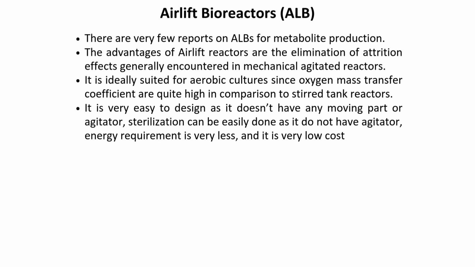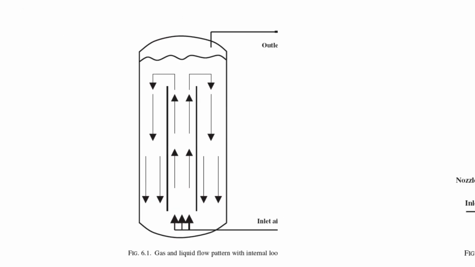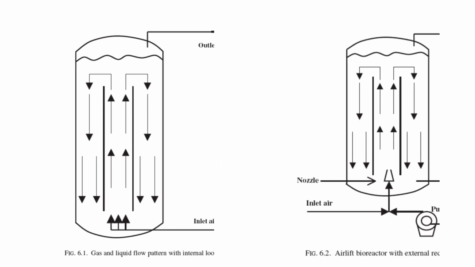There are very few reports on using ALBs specifically for metabolite production. Their main advantages include the elimination of attrition effects, which are commonly encountered in mechanically agitated reactors. They are ideally suited for aerobic cultures because their oxygen mass transfer coefficient is quite high compared to stirred tank reactors. They are also very easy to design since they have no moving parts or agitators. Sterilization is simpler for the same reason. Their energy requirement is very low, and they are generally low cost. A figure is included showing the gas and liquid flow pattern with an internal loop, illustrating the circulatory movement characteristic of these reactors.